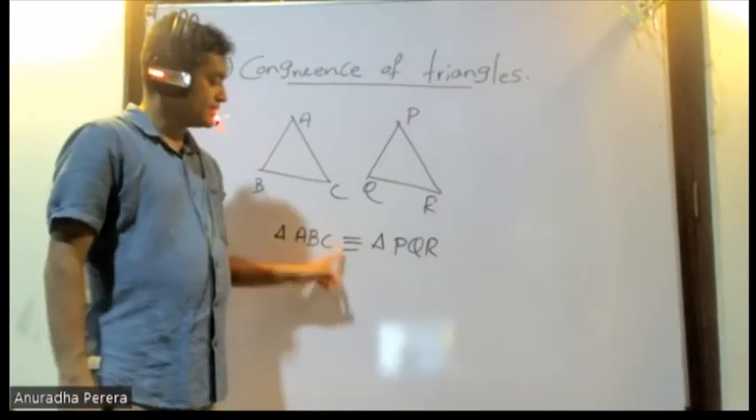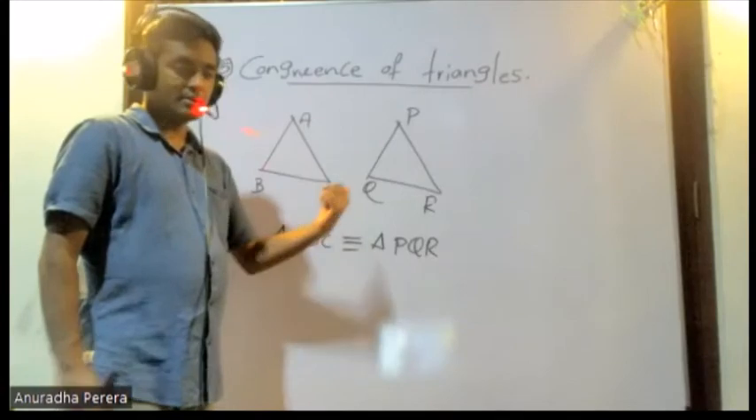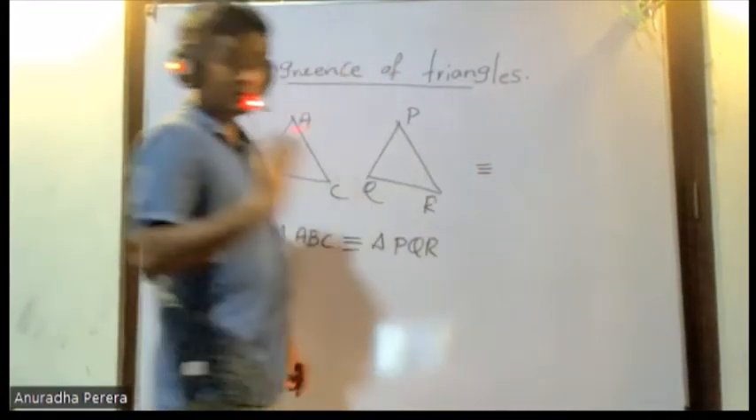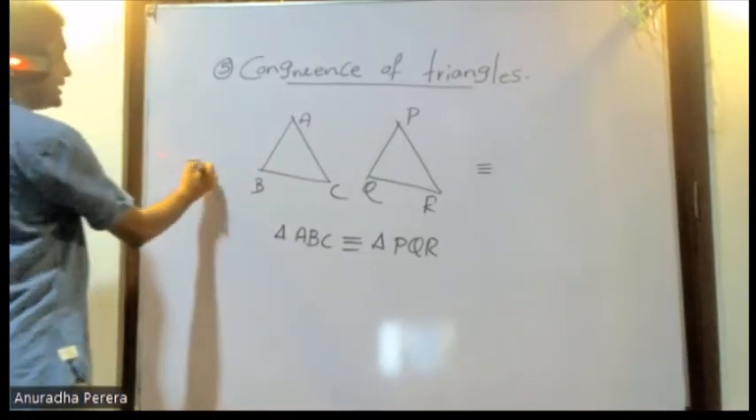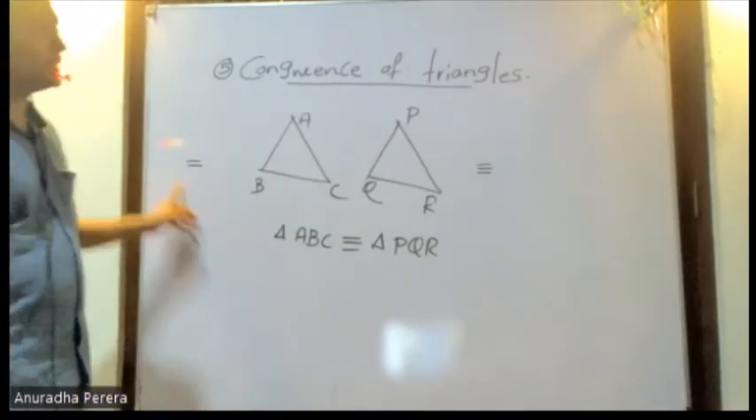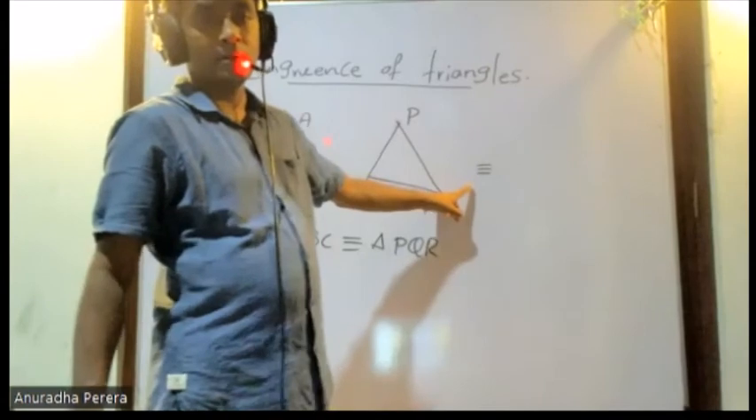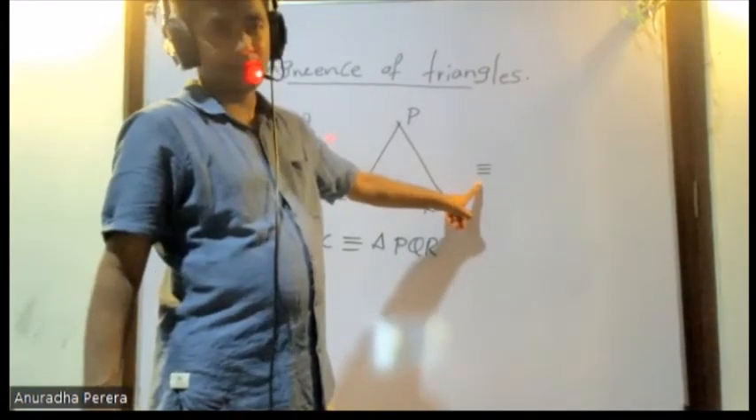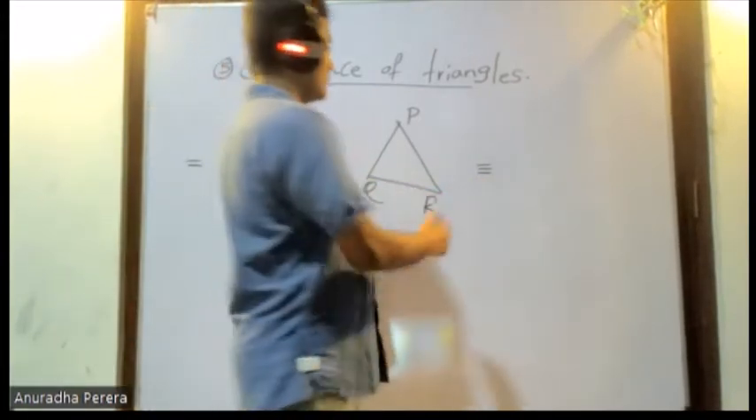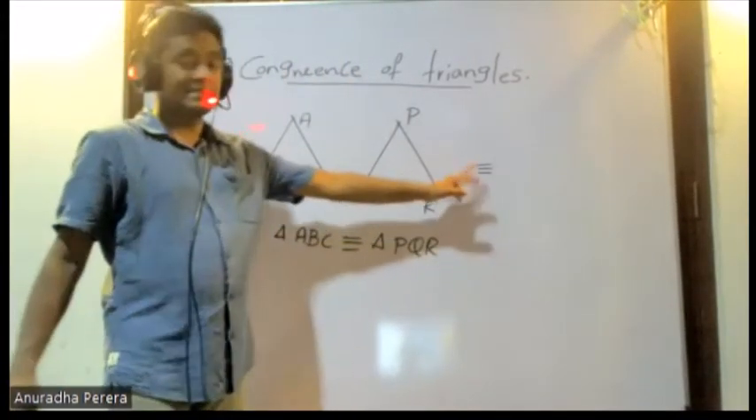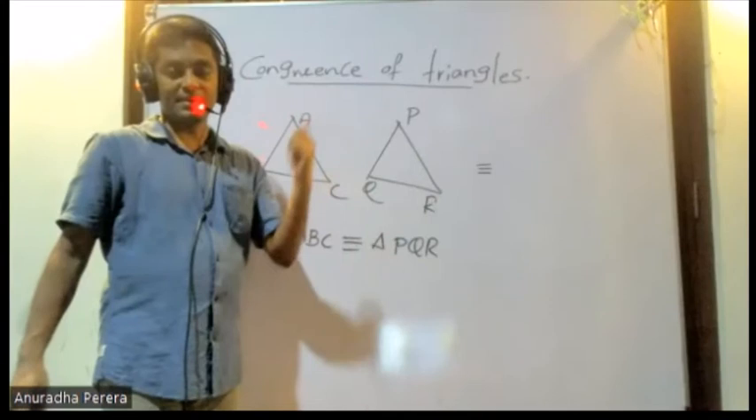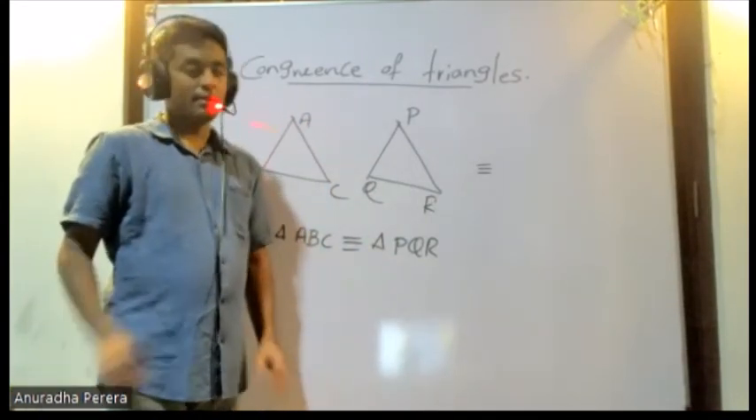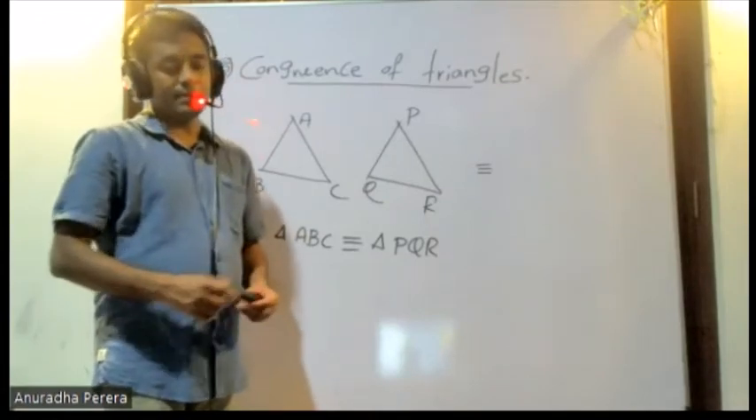You can use these three horizontal lines. If you know, we can use this to represent the equal symbol. This is called the congruent symbol. Two triangles are congruent and you can use this symbol to show it. If we say the triangles are congruent, we use this symbol.